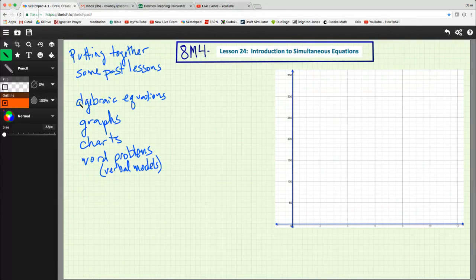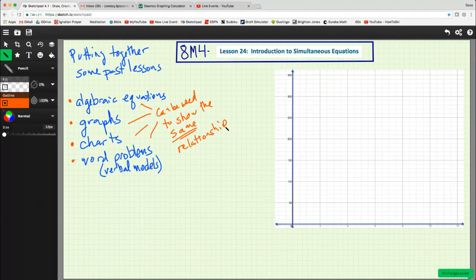And the first thing I want to say is that these things, algebraic equations, graphs of those algebraic equations, charts or T-charts, and then word problems, these things are all the same thing. These can all be used to show the same relationship. They're just alternate methods of showing the same thing.